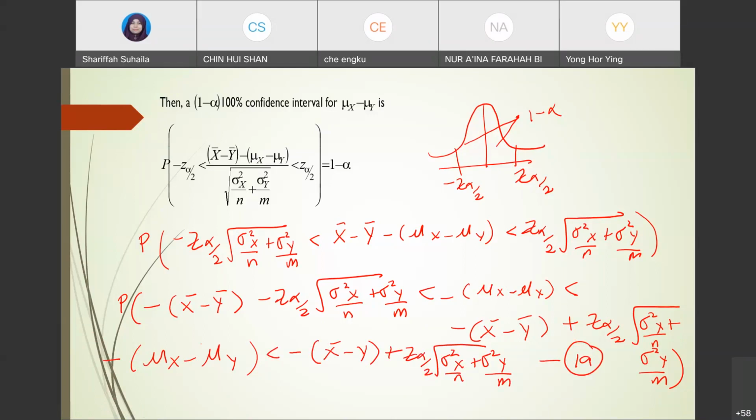Okay, so kita selesaikan dia punya ni. So that means you have negative mu x minus mu y less than negative x bar minus y bar plus z alpha over 2 square root sigma square x plus sigma square y over n. So kita nak cancel out your negative value. So bila kita cancel out dia punya negative value, so kau punya inequality tu bertukar. So daripada first equation 1a tu, okay, you will get mu x minus mu y, so lebih besar pada x bar.